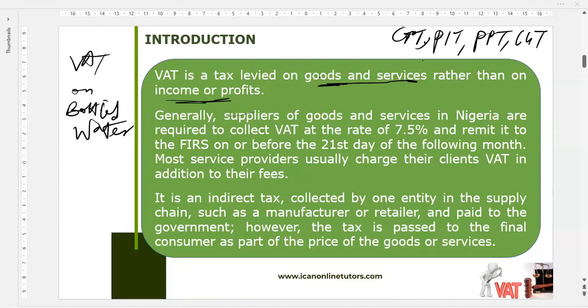Generally, suppliers of goods and services in Nigeria are required to collect VAT at what rate? At 7.5%. They are not just collecting it because this is not their money. They must send it to the owner without delay, because for every delay, there is an implication. The implication is failure to remit the tax as at when due. Ambrosia, what's the implication for remitting your VAT returns as at when due?